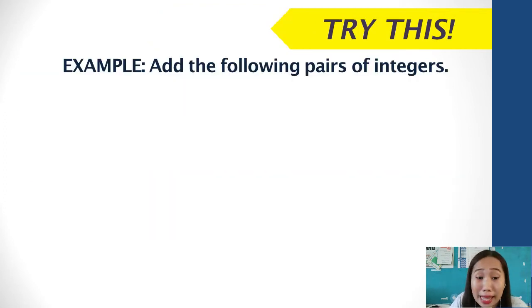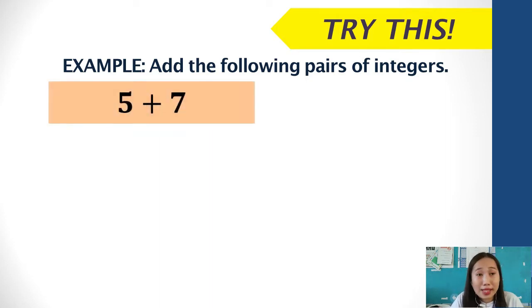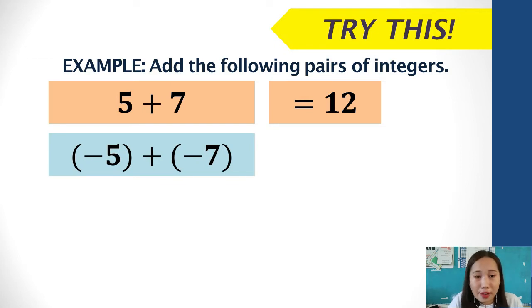To test your understanding, try this. Add the following pairs of integers. 5 plus 7. Pareho silang positive. So, anong gagawin natin? I-add lang natin sila and follow the common sign. 5 plus 7 is equal to positive 12. Correct. Next one, negative 5 plus negative 7. Ano ang sagot? Since they are of the same sign, i-add lang natin tapos follow the common sign. 5 plus 7 equals 12. Common sign nila ay negative, so magiging negative 12.